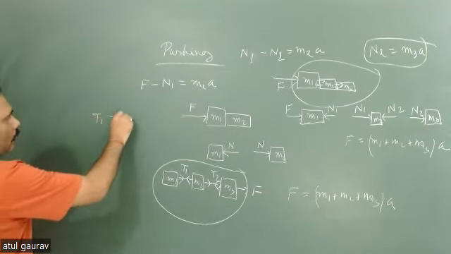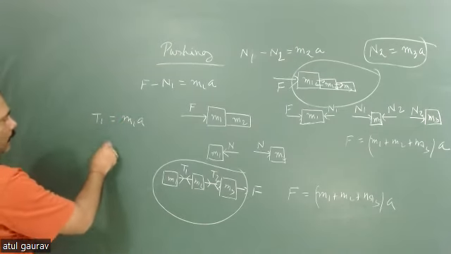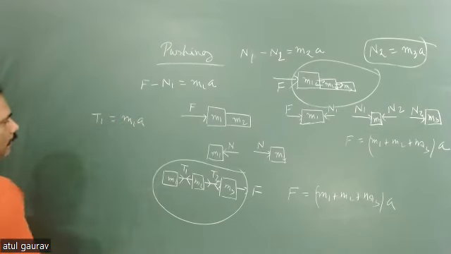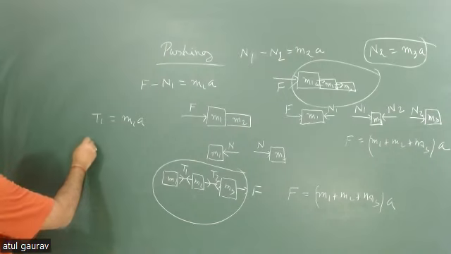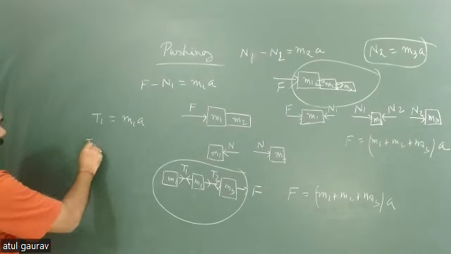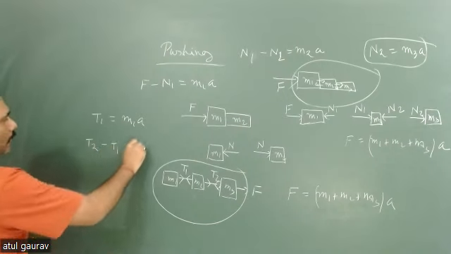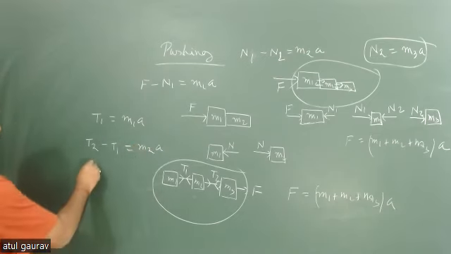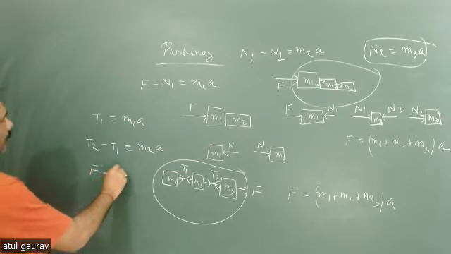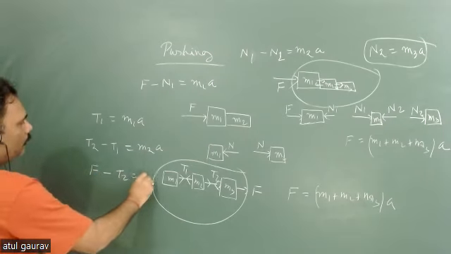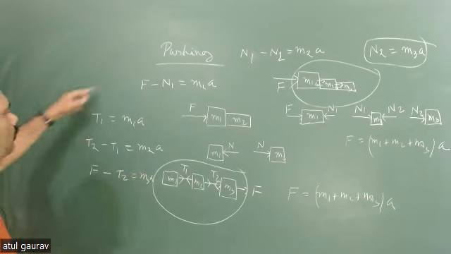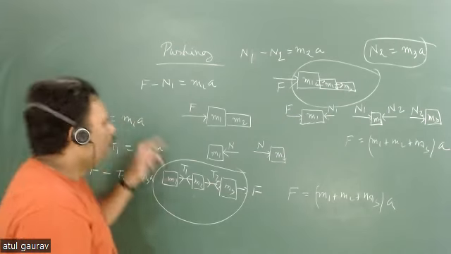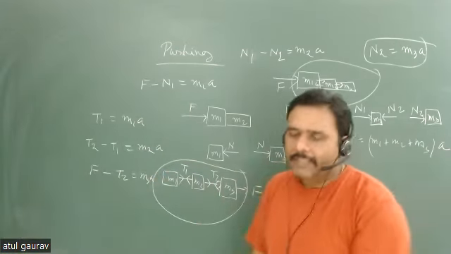And similarly, we can write the same thing here also. T1 is equal to M1A. And what about the second one? T2 minus T1 is equal to M2A. What about the third one? F minus T2 is equal to M3A. So this is the equation of motion, the second law for the individual M1, M2 and M3.